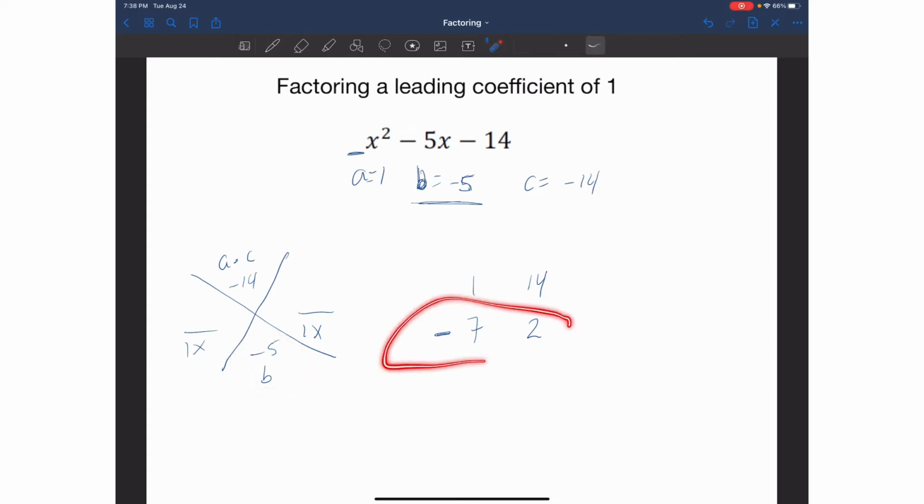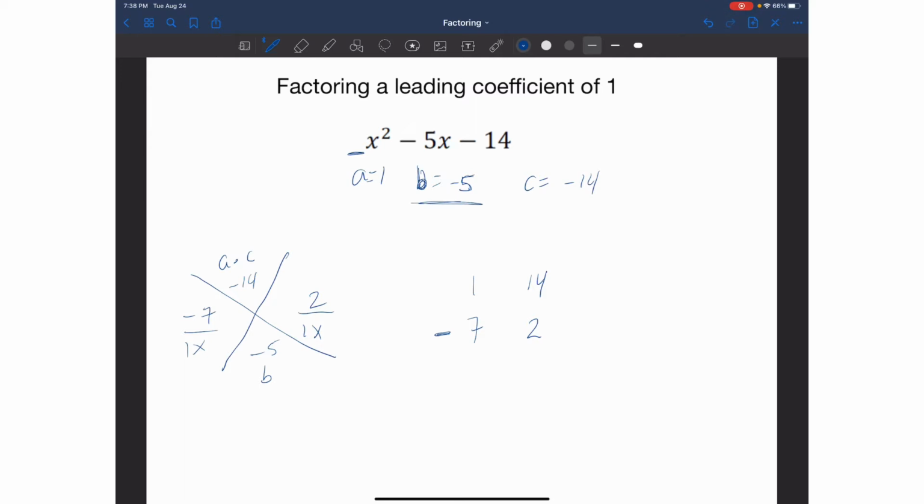So again, the two factors that are listed here multiplied have to give you the A times C, but added have to give you the B. Now I'm going to write them, so -7 and +2. And then when I write them, I'm going to try to figure out if I can simplify anything. If I can simplify, I'm going to simplify first, and then after that I'm going to write my final answer. So 2 over 1 is just 2, -7 over 1 is just -7.